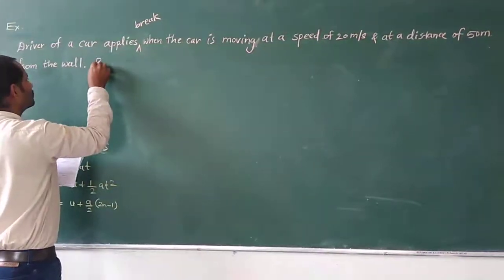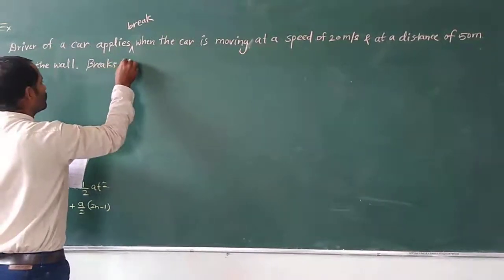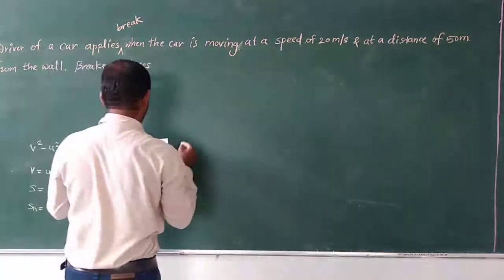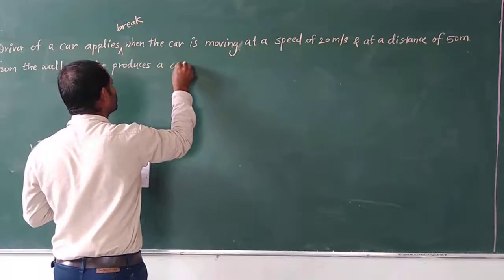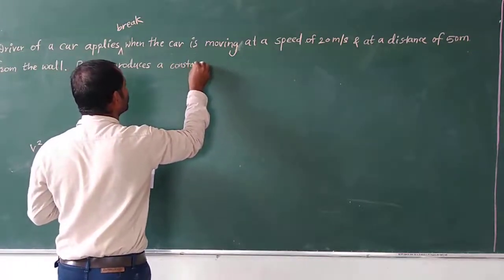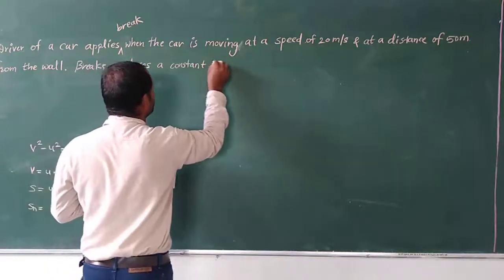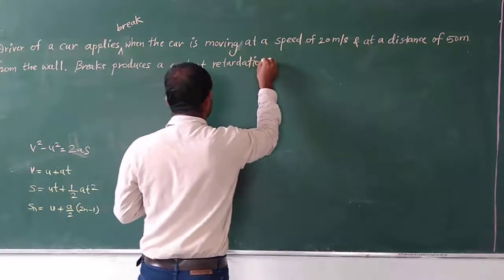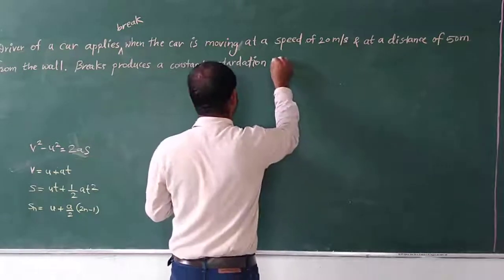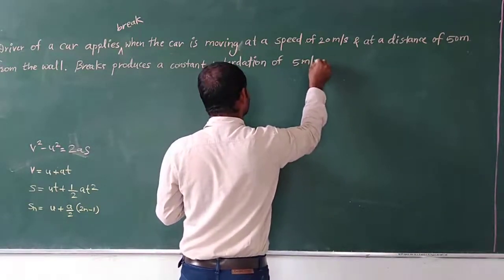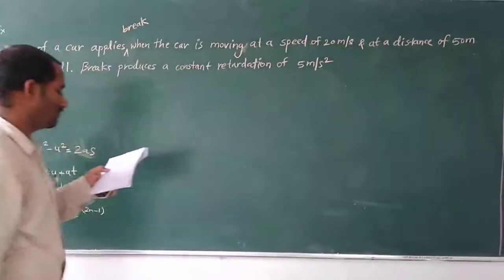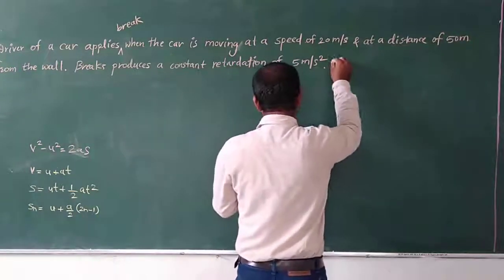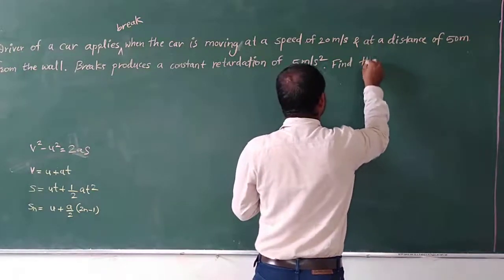Brakes produce a constant retardation. Brakes produce a constant retardation of how much? 5 meter per second square. Constant retardation of 5 meter per second square. Then find the distance.